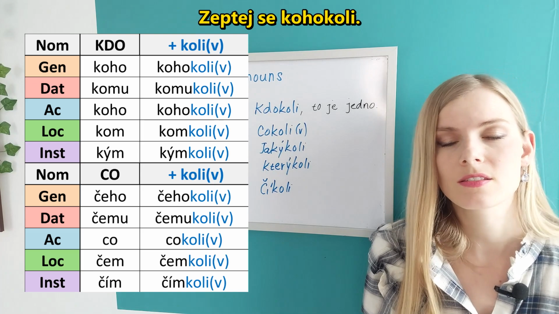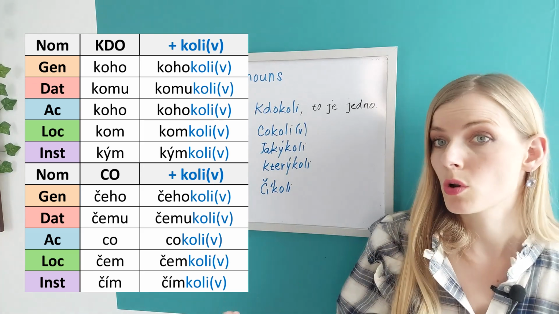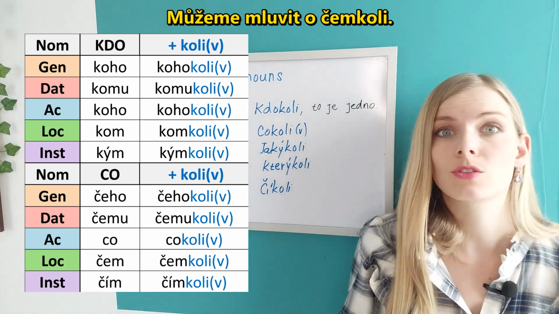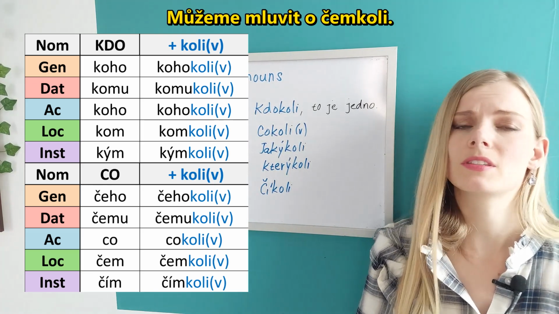That's the genitive case. Or čemkoli, the locative. Můžeme mluvit o čemkoli. We can speak about anything.